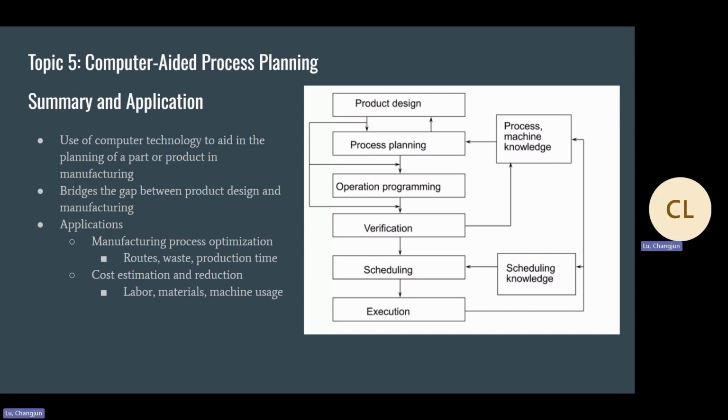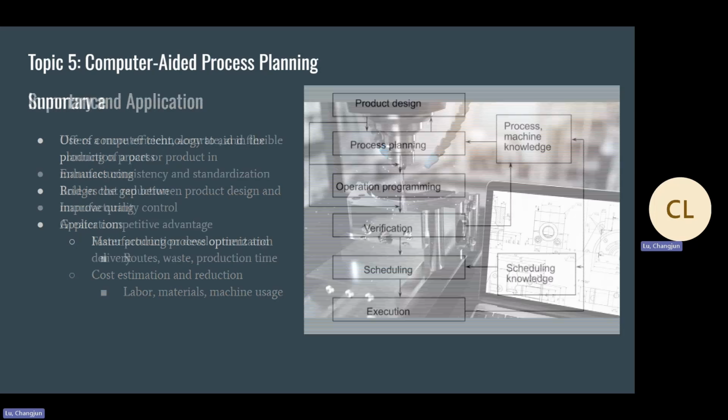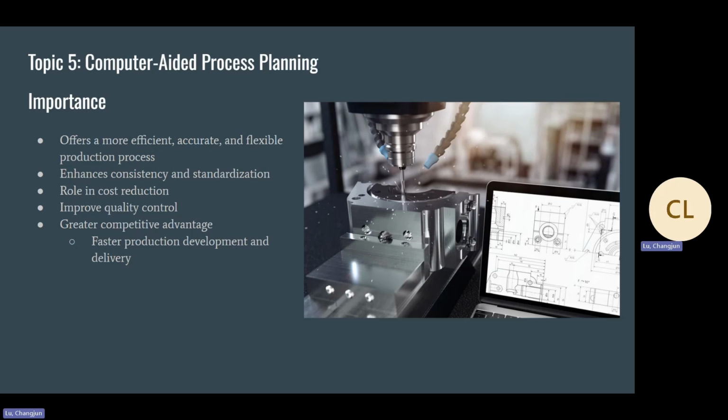It helps with cost estimations and reduction, as it provides a detailed breakdown of labor, materials, and machine usage, enabling more accurate cost forecasting. Its importance includes that it enables a more efficient, accurate, and flexible production process. It enhances consistency and standardization, promoting standardized methods and practices across manufacturing operations, and ensures that the products are manufactured to the same quality and specifications each time. It plays a role in cost reduction, improves quality control, and provides a great competitive advantage.